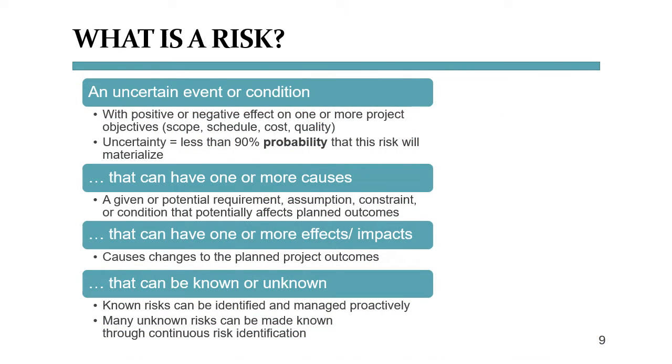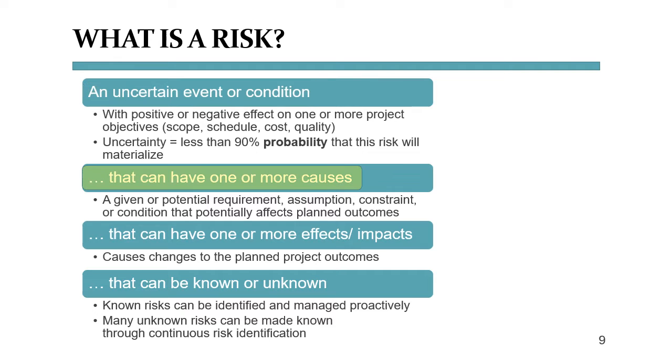The PMBOK defines risk as an uncertain event or condition that can have one or more causes, that can have one or more effects or impacts that can be known or unknown. That's a big sentence. Let's unpack that a bit. A risk is an uncertain event that can influence our project objectives negatively, and that's the classic definition of risk, or positively. But it is also uncertain, meaning that there is a probability that the risk will materialize, but there is also a smaller probability that it won't occur.